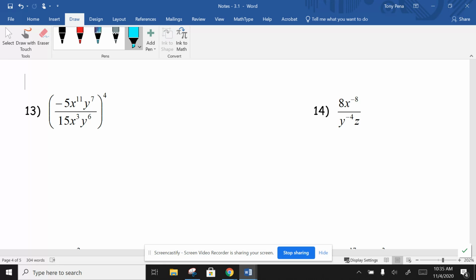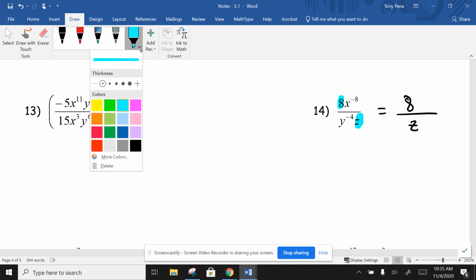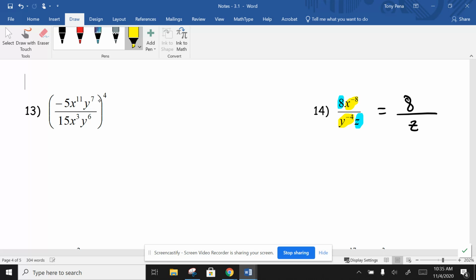So if I look at 8 and z, notice how those don't have negative exponents. So when I go to write that answer, the 8 better stay on top, the z better stay on the bottom, because their exponents were positive. But if I look at the other two terms, so if I look at this guy and this guy, notice how they did have negative exponents. Those are the two that need to get flipped.